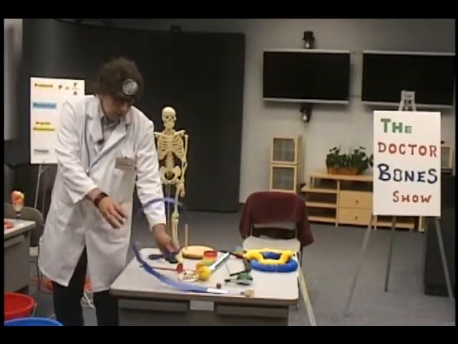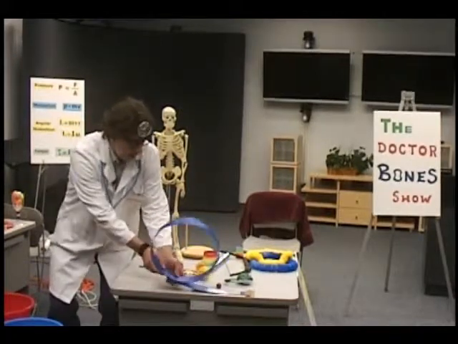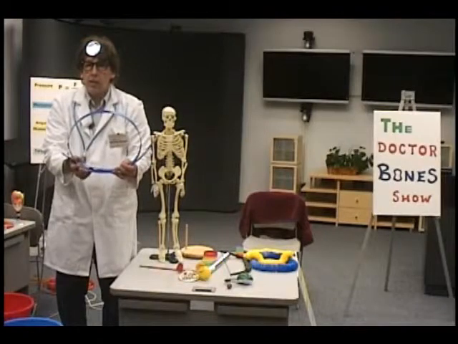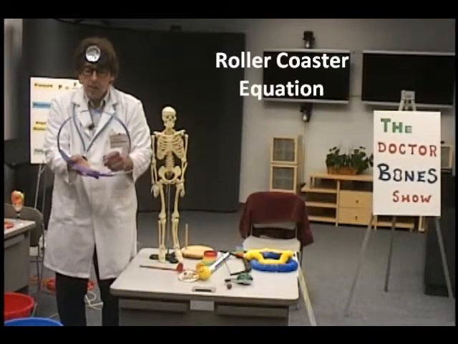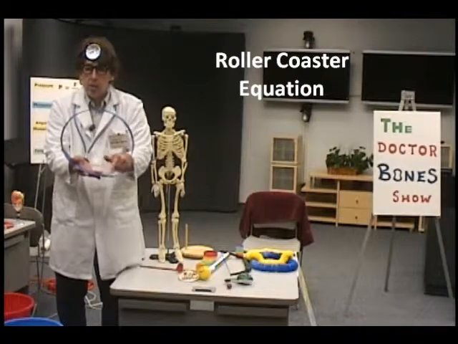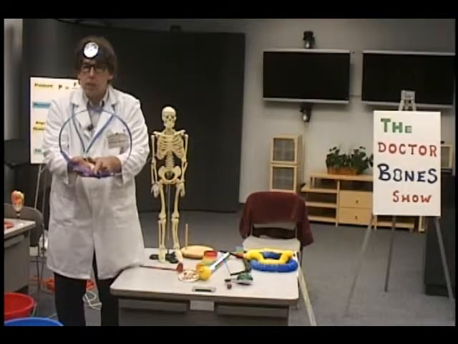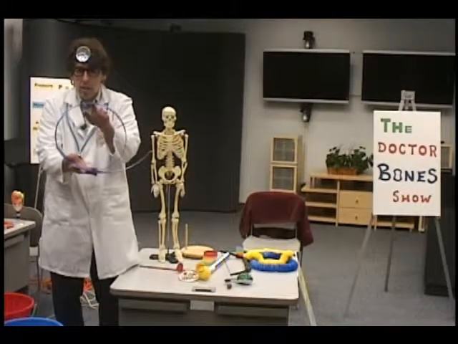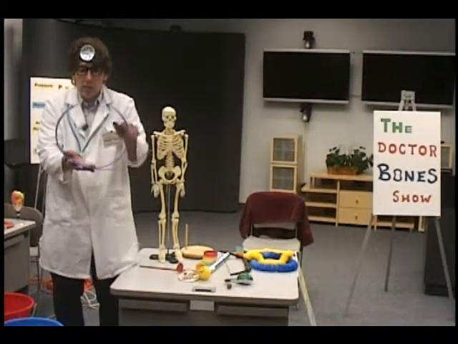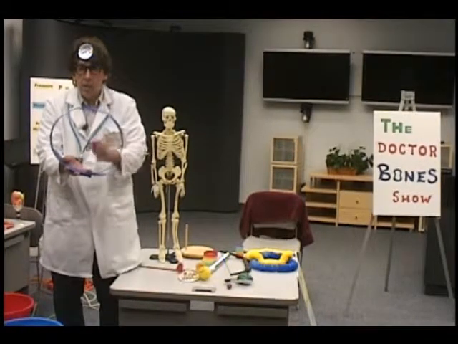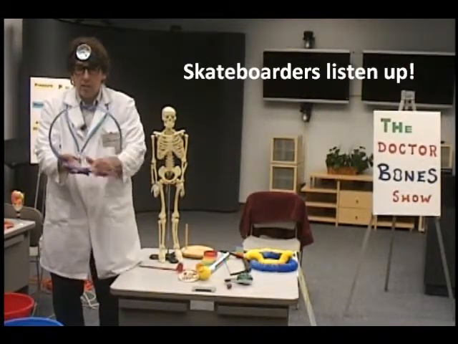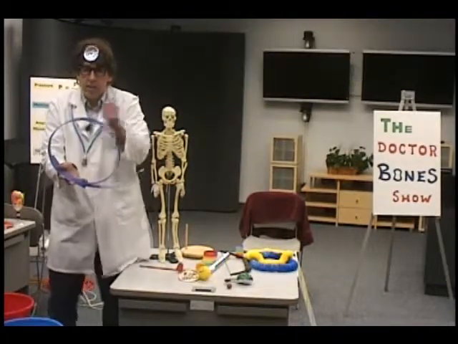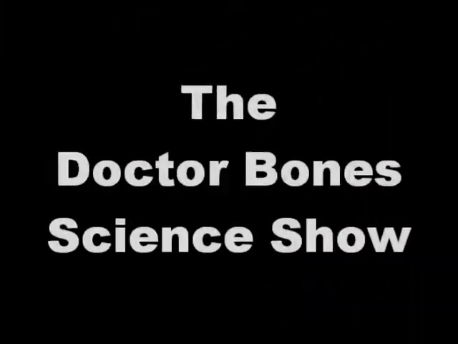Here's an interesting effect in a roller coaster. As you go into the loop, there's an equation. You can find out how fast you have to be going in the loop so that you don't fall from the top of the loop to the bottom. There's a critical velocity. You need a high enough velocity so that you can get through and then back over, as opposed to going up and falling down. You skateboarders out there who try this, it's kind of dangerous. Be careful. Know your physics before you do this. So we'll be back with that later. Take care.